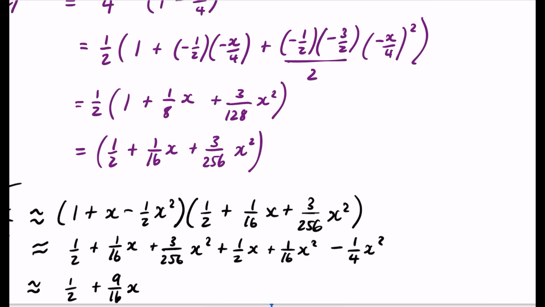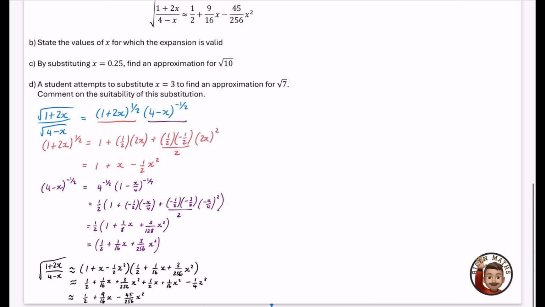And then for the x squared terms, I have the 3 over 256, the 1 over 16, and I'm going to subtract a quarter, and we get minus 45 over 256 x squared, which is exactly what we wanted it to be here, and that was all for part A of the question. Now we'll have a look at what's going on for part B.